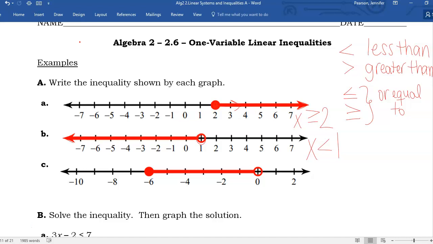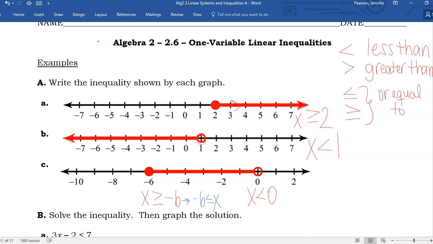Okay, letter C is a compound inequality. It's going to be a number, a less than, our variable, a less than, our number. So, let me kind of explain why. If I'm just looking at this part here, this looks like X is greater than or equal to -6. And if I'm just looking at this part here, this looks like X is less than 0. So what we're going to do technically is flip this one around right here. And that's the same as -6 is less than or equal to X, right?